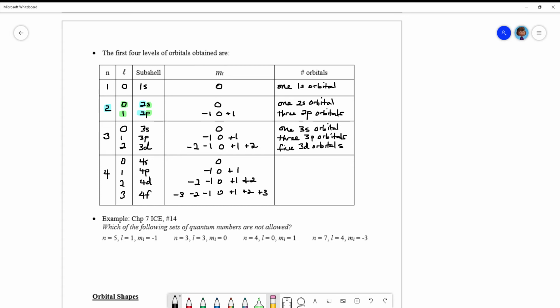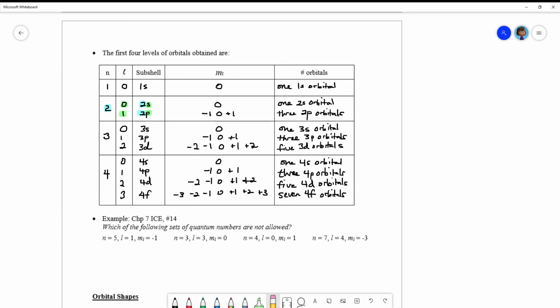So what does this mean for orbitals? It means that we're going to have one 4s orbital in the 4s subshell. We're going to have, once again, 3 4p orbitals in the 4p subshell. There are 5 4d orbitals in the 4d subshell. And for the 4f subshell, we got 1, 2, 3, 4, 5, 6, 7. So 7 values of m sub L, 7 4f orbitals in the 4f subshell.